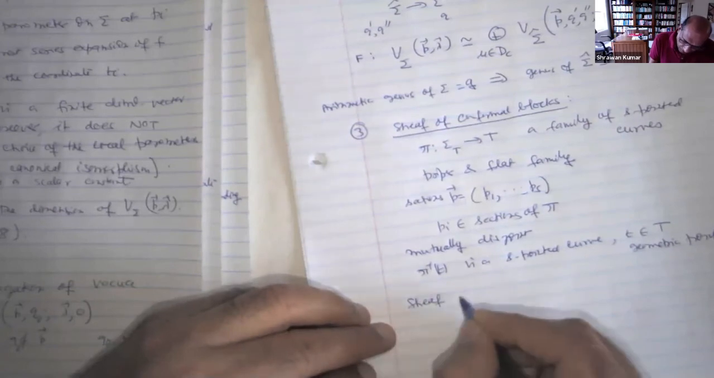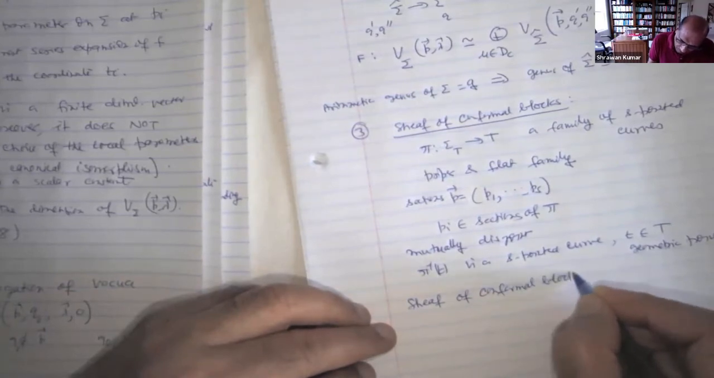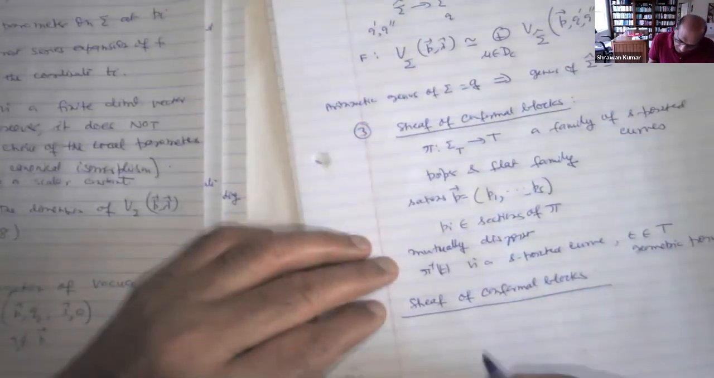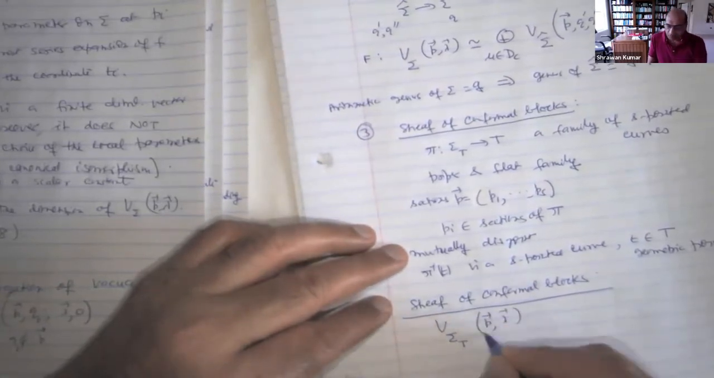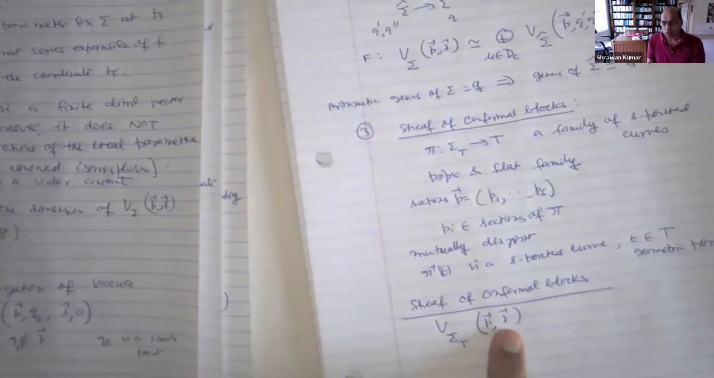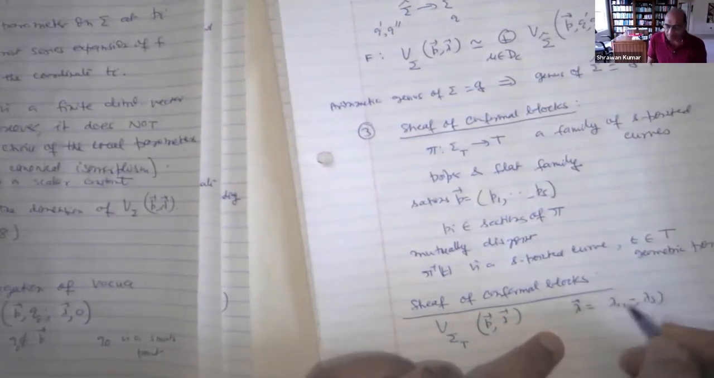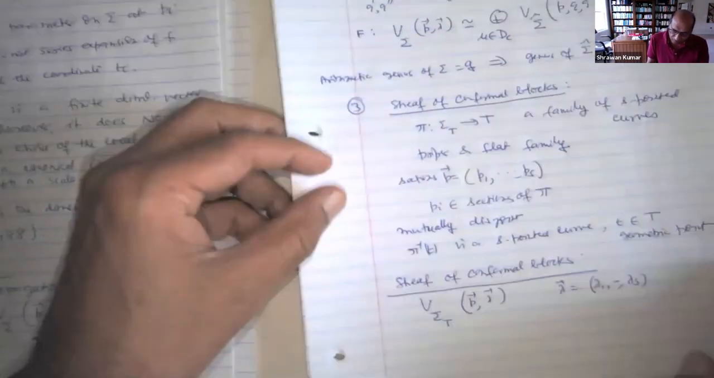Okay, so once we have this situation, we can talk about the sheaf of conformal blocks, which I'm not going to fully define. This will be denoted by V sigma T, and I'm still going to write P and lambda. We don't change lambda, so the lambda is not varying in the family. Lambda is kept fixed. One can easily define the sheaf of conformal blocks.